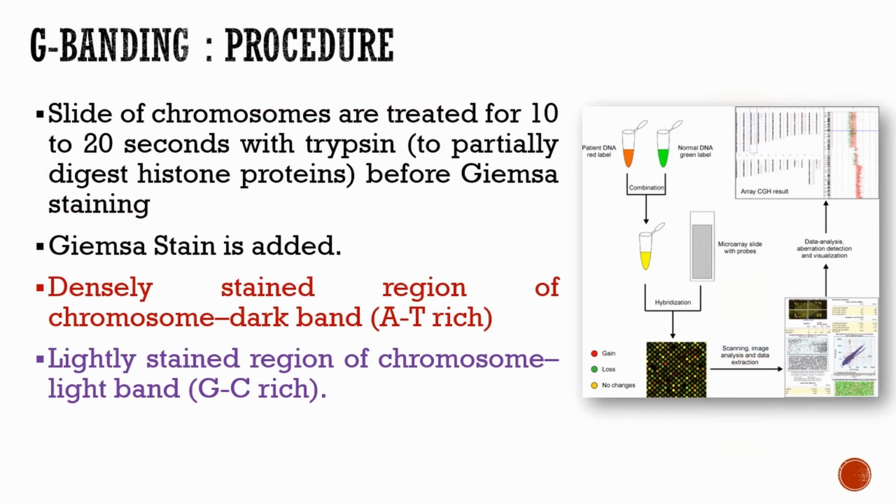G banding can be done on slides of chromosomes after treatment for 10 to 20 seconds with trypsin, which will partially digest the histone proteins by proteolysis. Then Giemsa stain is added. Densely stained regions of the chromosome are known as dark bands, which are rich in adenine and thymine. Lightly stained regions of the chromosome are known as light bands, which are rich in guanine and cytosine.